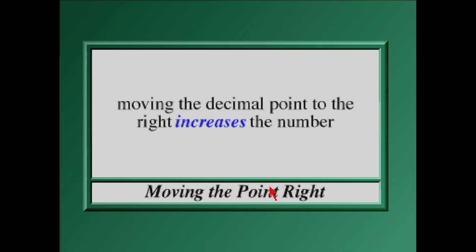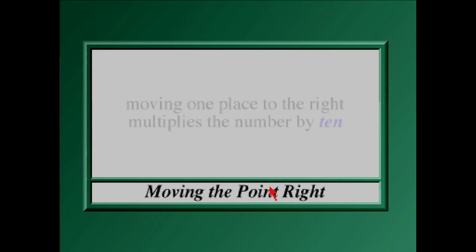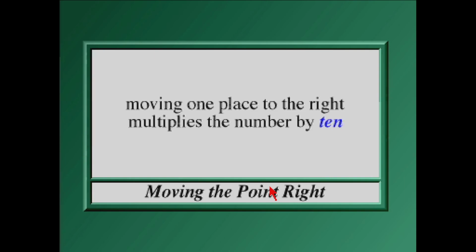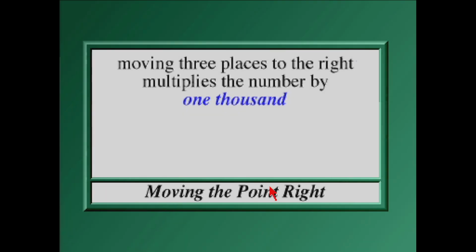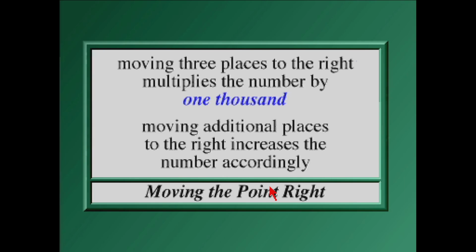Moving the decimal point to the right increases the size of the number. Moving 1 place to the right multiplies the number by 10. Moving the decimal point to the right 2 places increases the number by 100. Moving the decimal point 3 places to the right multiplies the number by 1,000. Moving additional places to the right increases the number accordingly.